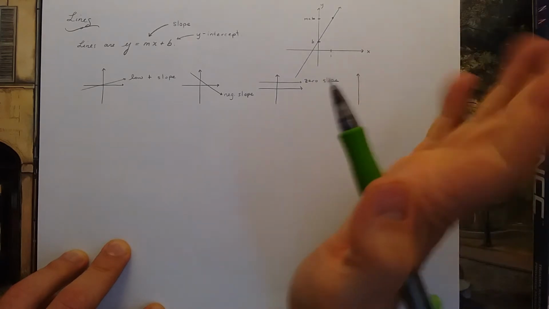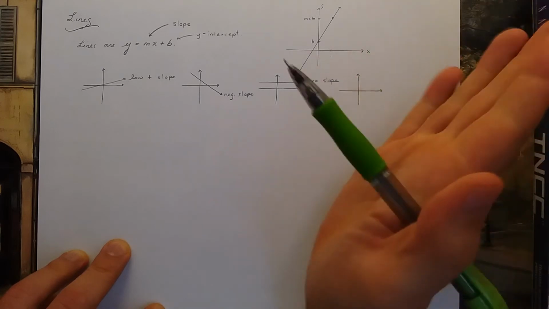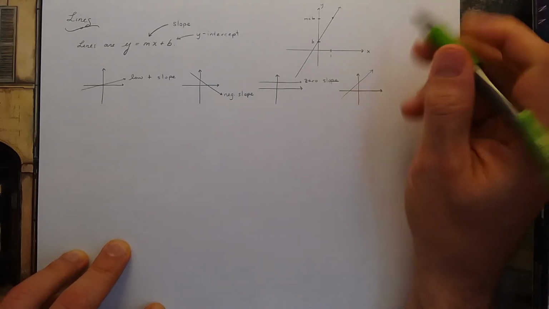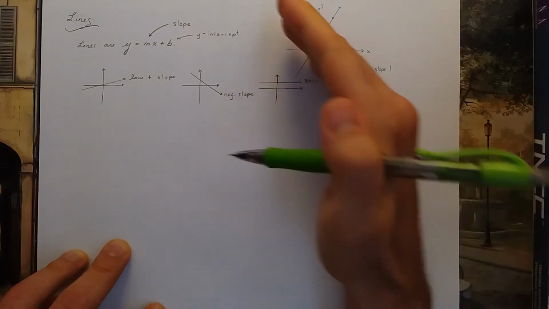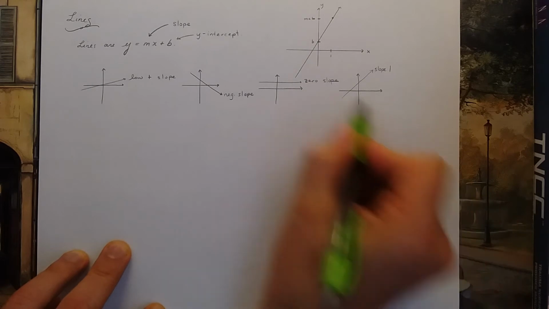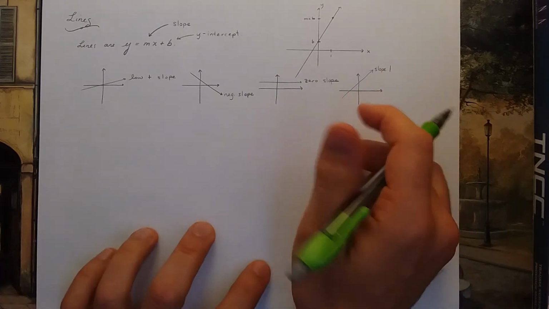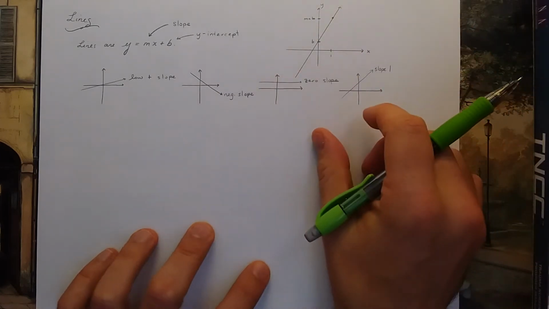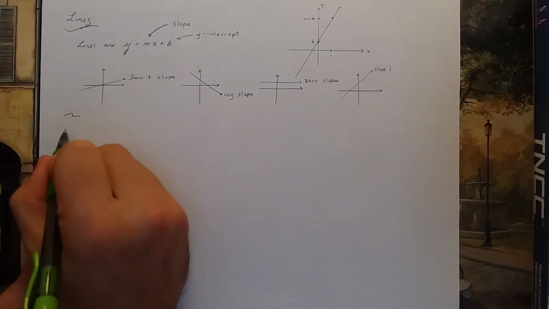If I have a 45-degree line, for example, the line y equals x, if I have a line that's going up at 45 degrees exactly, then that is slope 1. If I have a line going down at 45 degrees, then that slope is negative 1. And if I have a line going straight up, then there is no slope. So let's see some examples.